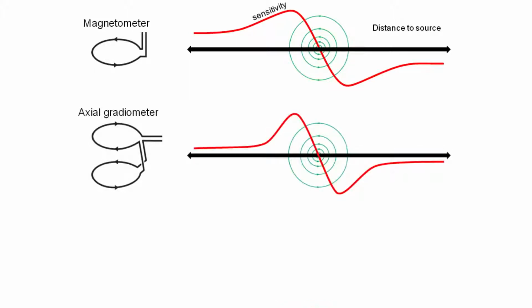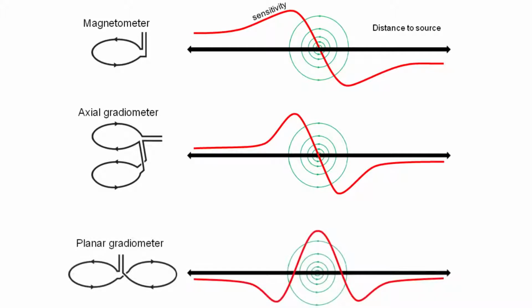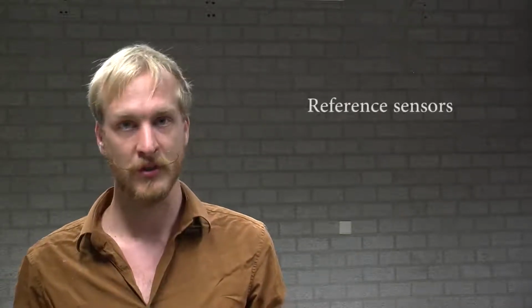We then described how the axial gradiometer suppresses this distant noise better, because its sensitivity to magnetic fields declines more rapidly with distance. And lastly, the planar gradiometer is another option for suppressing distant noise. It has a spatial profile that is most sensitive when it is located right above the source. Because of the ambient noise suppression, most MEG systems employ these gradiometers rather than the magnetometers. Furthermore, most systems also use a handful of additional reference sensors. These are positioned at some distance from the sensor array and can be used to further suppress noise by using a so-called third-order gradient.